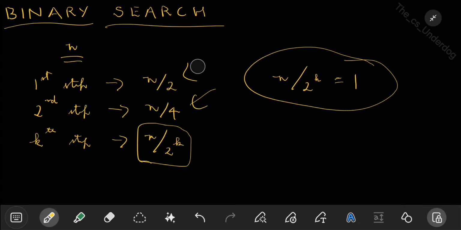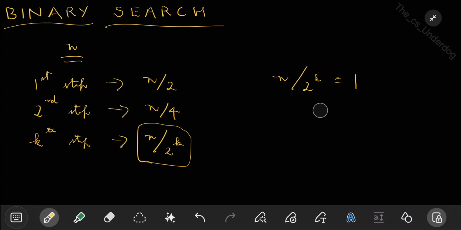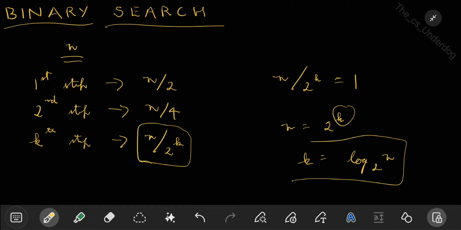But in the worst case, you will go till the step where n by 2 power k is equal to 1. So whenever n by 2 power k is equal to 1, you know n is equal to 2 power k. Correct? So if n is equal to 2 power k, what is the value of k? k is log n to the base 2. So this is basic mathematics. That is, if n is equal to 2 power k, then k should be log n to the base 2.